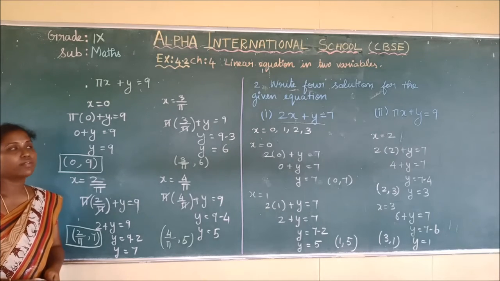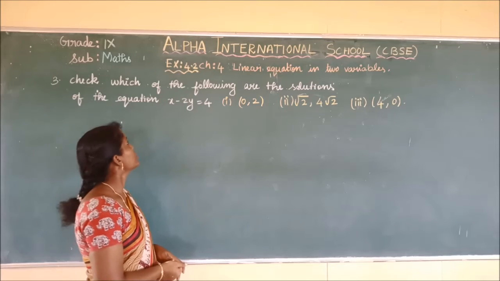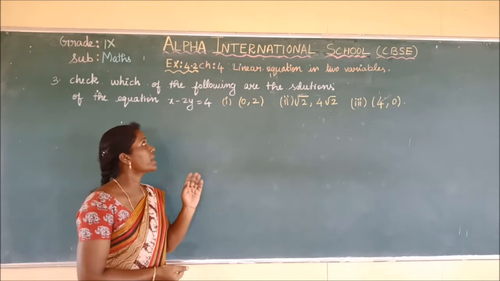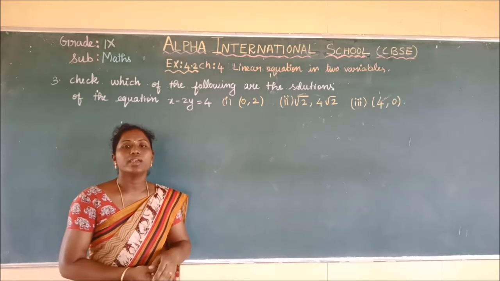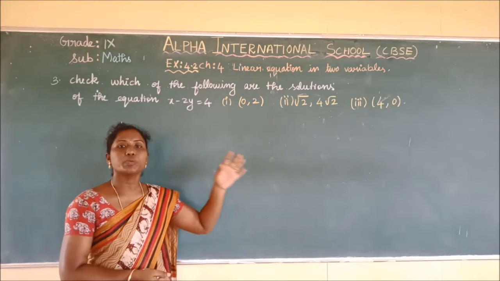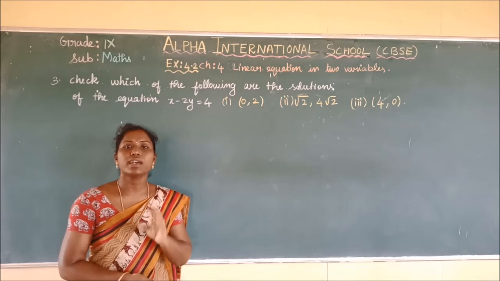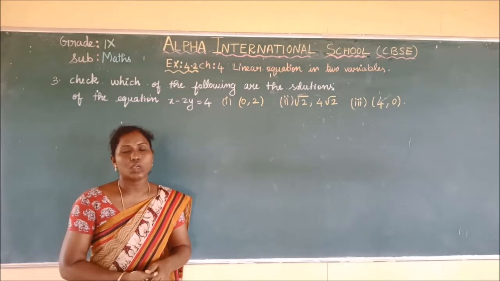Okay, children. We'll solve the third problem now. The third problem of this exercise. Check which of the following are the solutions of the equation x minus 2y is equal to 4. Here an equation is given, x minus 2y is equal to 4. Some options of solutions are given here. We have to check which one is the correct solution for this given equation.